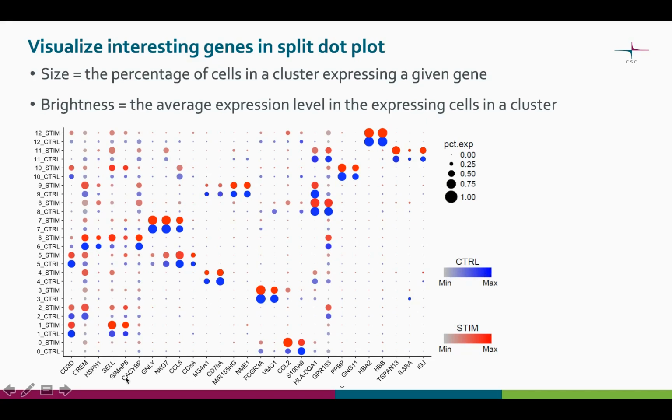On the x-axis, we have the genes that we chose for the plotting, and on the y-axis, we can see the different clusters separated also based on the sample. The sample is also highlighted with the color. Blue here is for the control sample, and red for the stimulated sample. Here you can see, for example, that these 2 genes seem to be excellent conserved cluster markers for cluster number 12. Here we see some genes that seem to behave differently in the different samples.